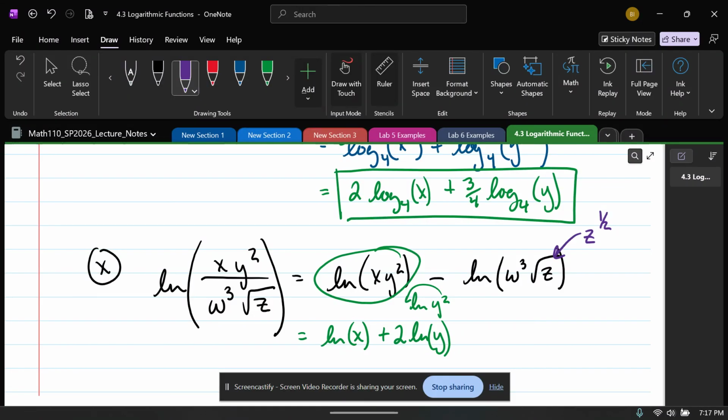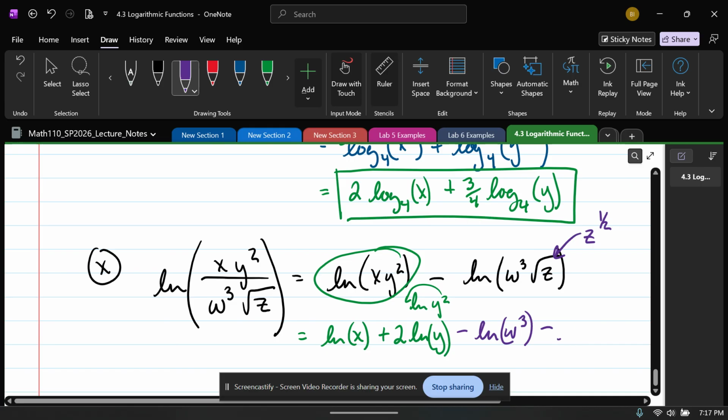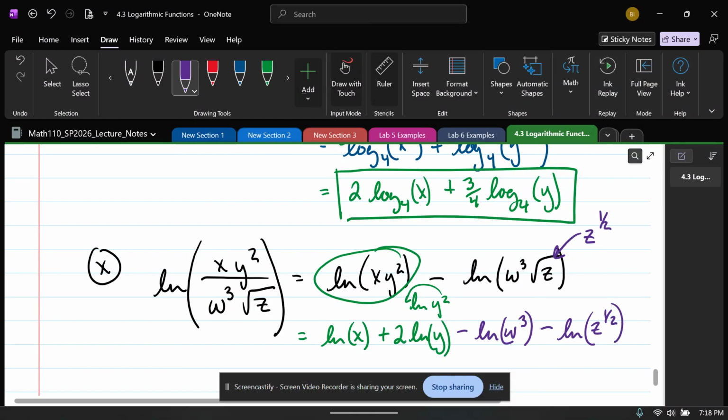It's going to be negative natural log of w cubed minus natural log of z to the 1/2. I could have done my power rule at the same time. They're both minuses because they both came from the denominator of the fraction. That's why they're both minuses. I'm going to do my power rule now. 3 drops down to the front, 1/2 drops down to the front.